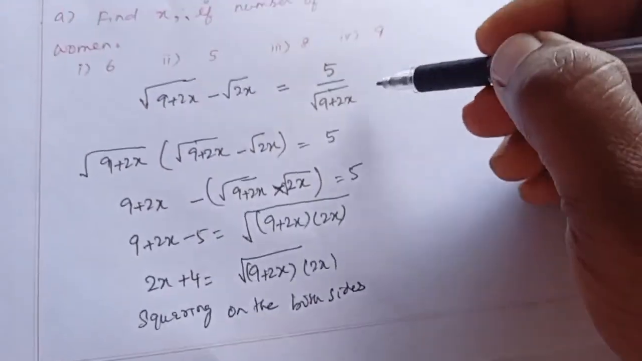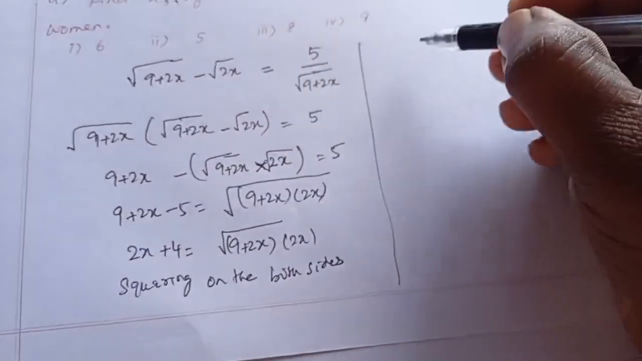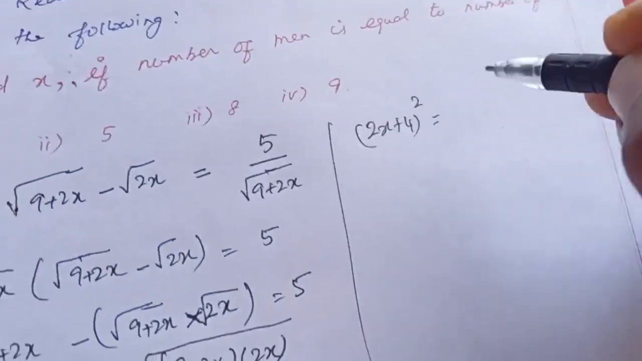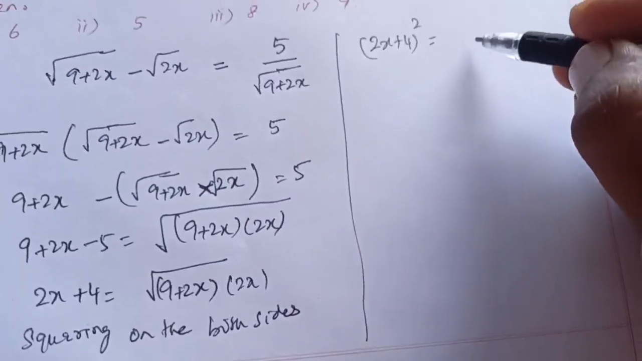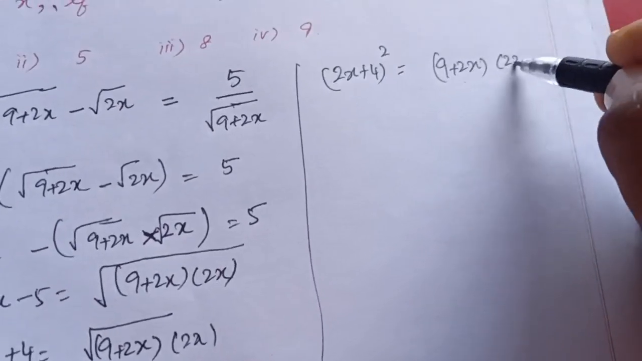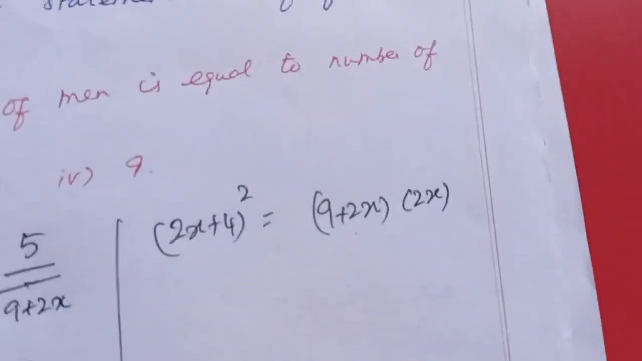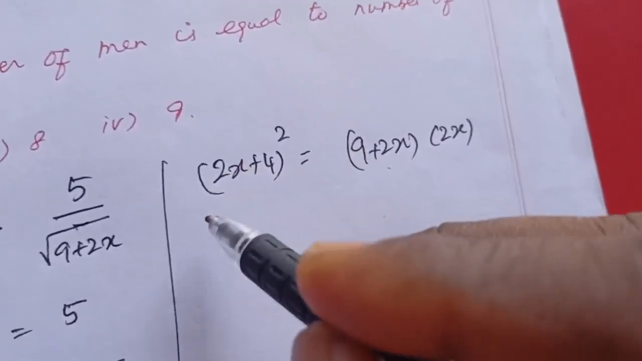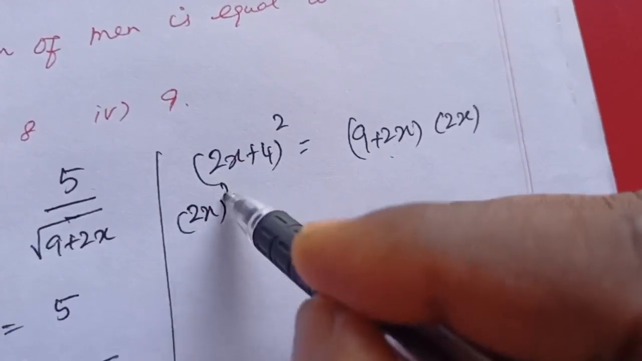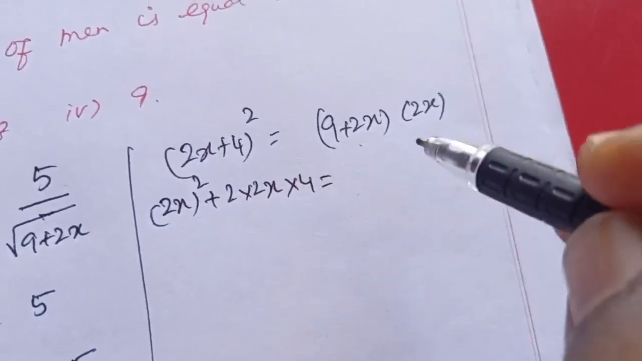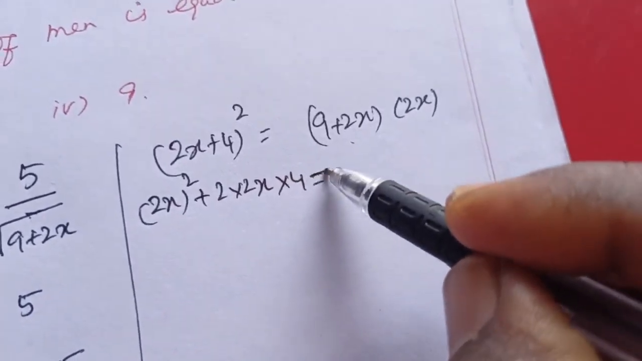So 2x plus 4 the whole square is equal to, if you square it, the square root will be cancelled, so 9 plus 2x into 2x you are going to get. So just let me expand the square, sir. a plus b the whole square is a square plus 2 into a into b plus b square.